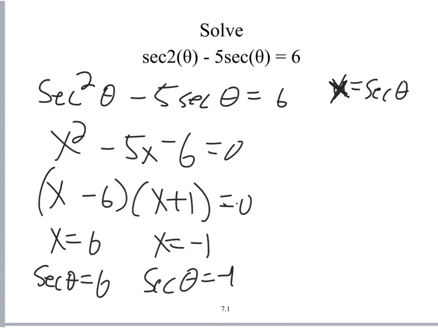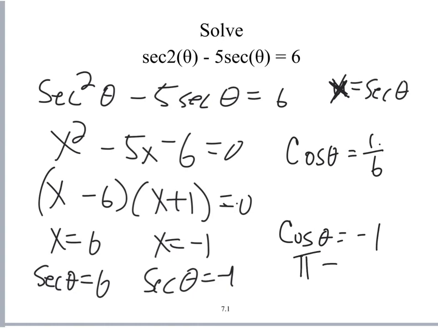And then secant, I don't know what secant is, so I'm going to find the reciprocal, which is the cosine. So since cosine is a reciprocal, I'm going to take the reciprocal of 6, make it 1/6. I'll take the reciprocal of negative 1, and that's also negative 1. So let's see. Where's the cosine equal to negative 1? Well, that's at pi. And to get back there, we have to say 2 pi k. To get all the way back, go all the way around again.